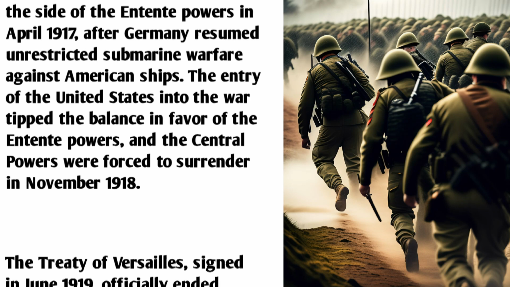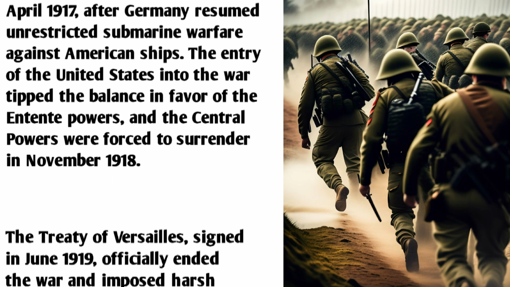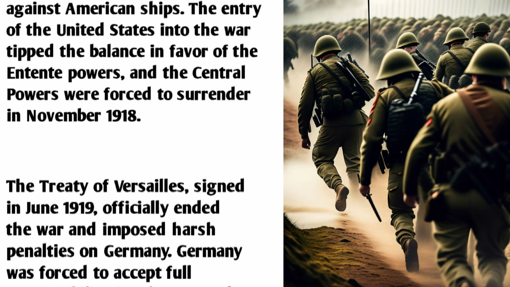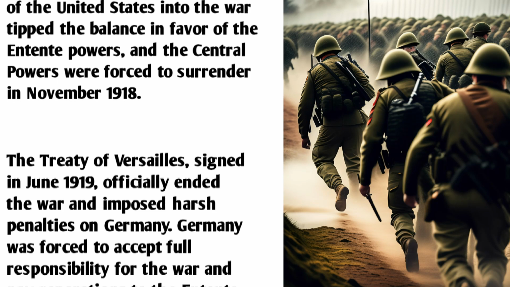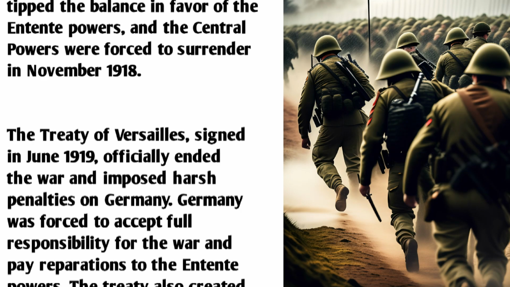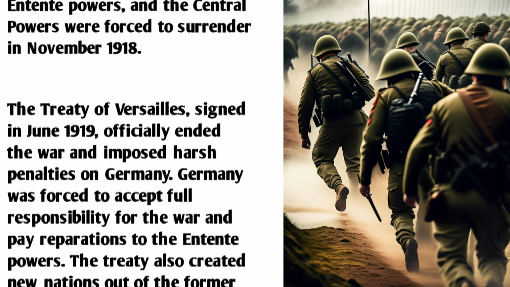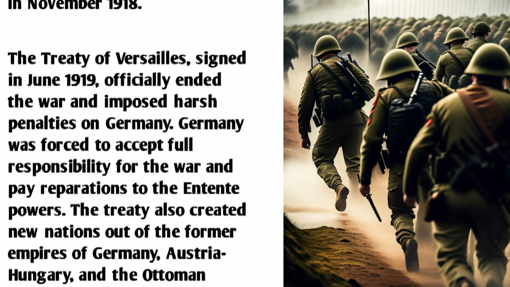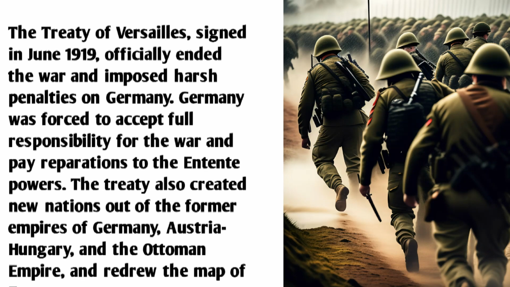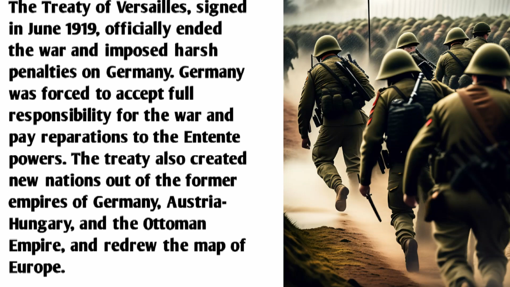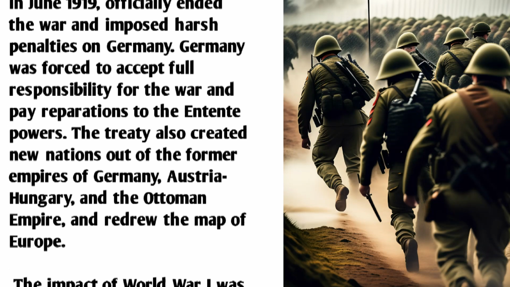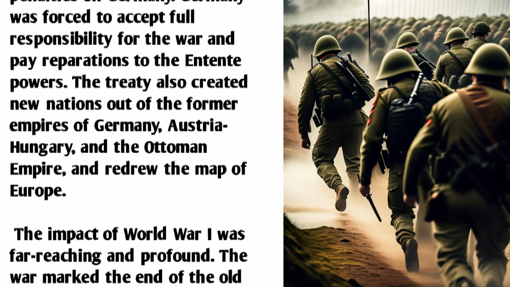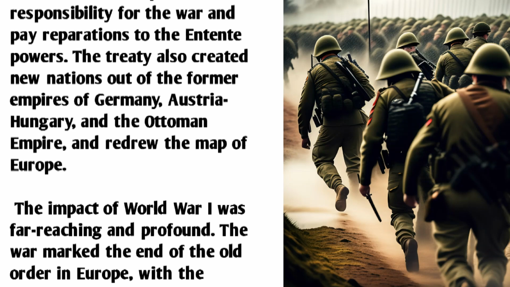The Treaty of Versailles, signed in June 1919, officially ended the war and imposed harsh penalties on Germany. Germany was forced to accept full responsibility for the war and pay reparations to the Entente powers. The treaty also created new nations out of the former empires of Germany, Austria, and the Ottoman Empire, and redrew the map of Europe.